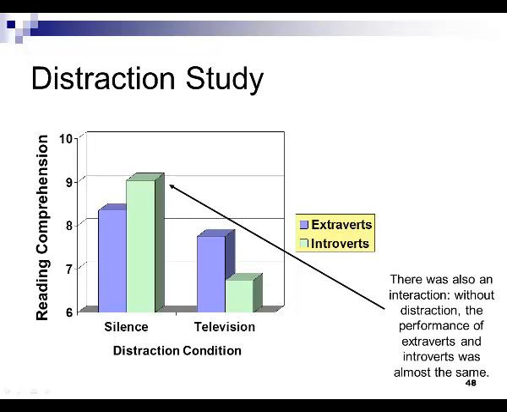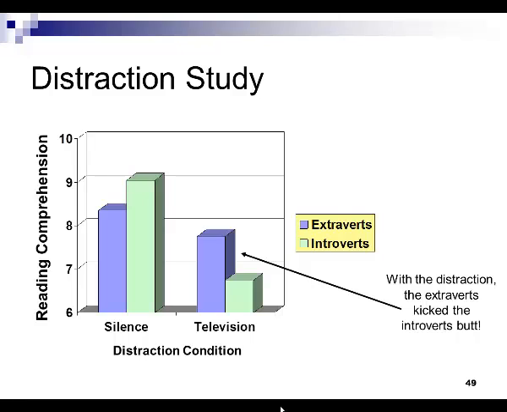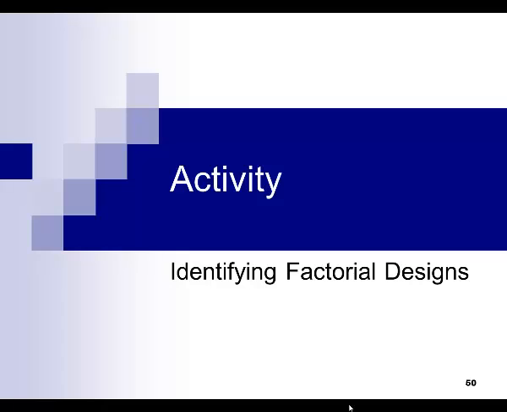But there was also an interaction. Without the distraction, the performance of extroverts and introverts was almost the same. But with the distraction, interestingly enough, the extroverts kicked the introverts' butts. So they did better on that reading comprehension.